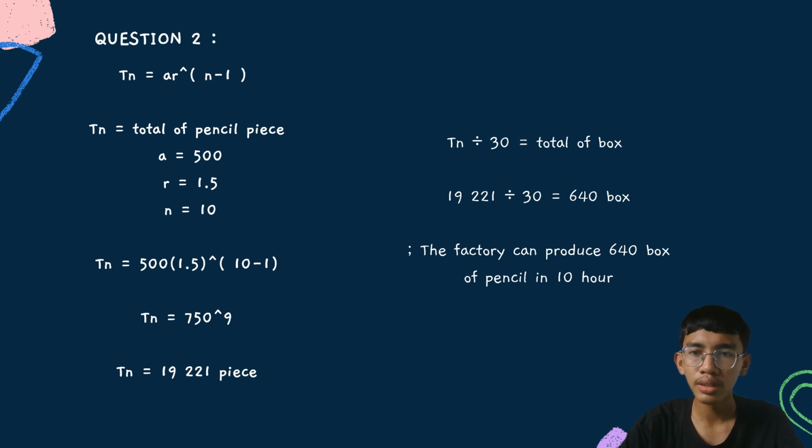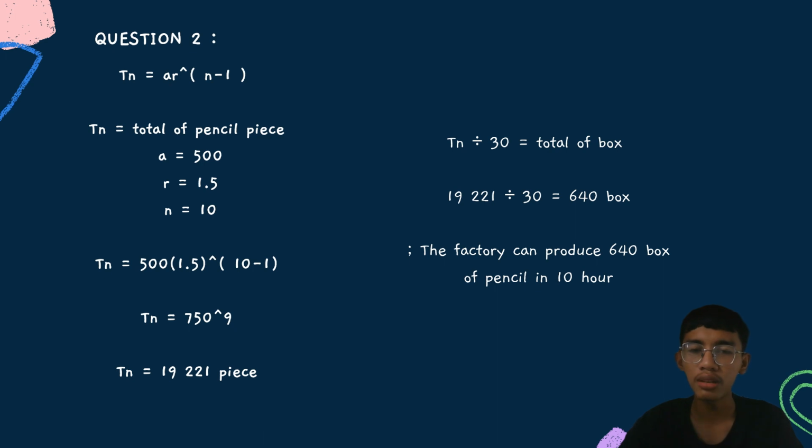So we use that information and insert it in the formula. So we will get Tn equals 500 multiplied with 1.5 to the power of 10 minus 1. So we will get Tn equals 715 to the power of 9. So the total pieces of pencil that can be produced is 91,221.